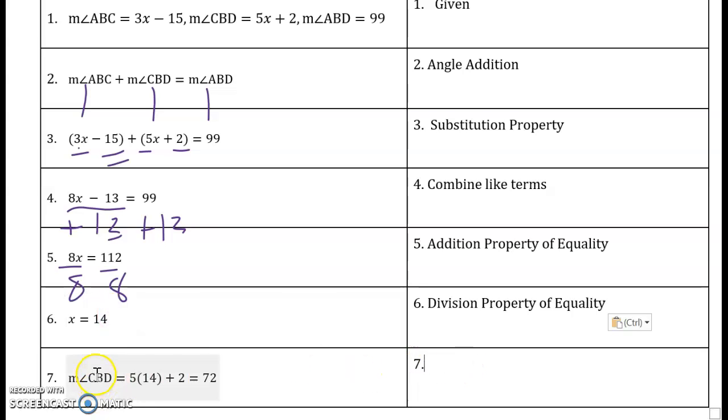Okay? And finally, the last statement here says that since x equals 14, I'm going to use that to rewrite the angle CBD. Remember, CBD is 5x plus 2. So 5 times 14 plus 2 is 72. And again, just as before, I used my substitution property. Okay? That's how it works.